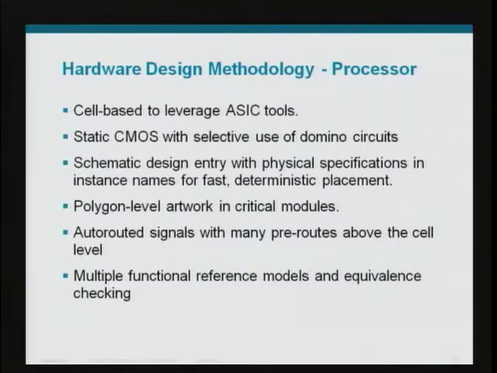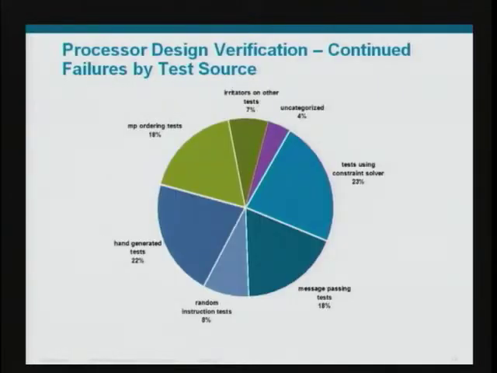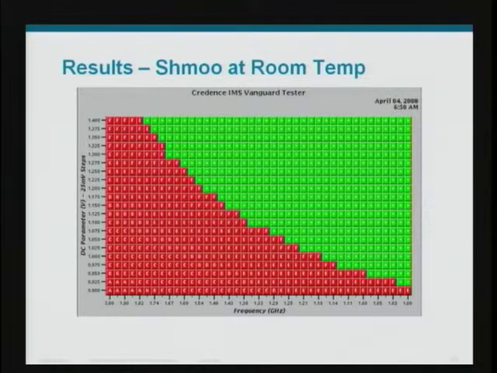So I think that the days of sort of throwing it over the wall to a place and route team might be coming to an end. Polygon level artwork in some critical modules. For verification methodology, we have multiple functional reference models and used equivalence checking. A little bit more on verification. You guys can look at these later. Let's get to some results.